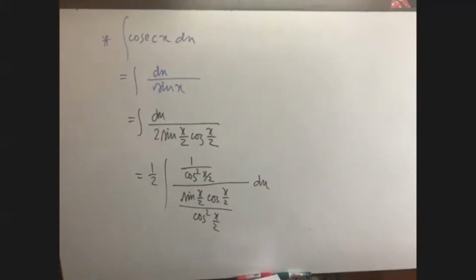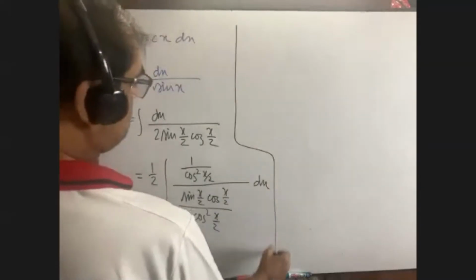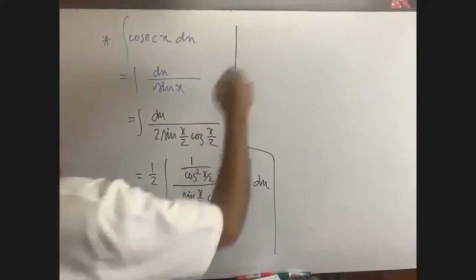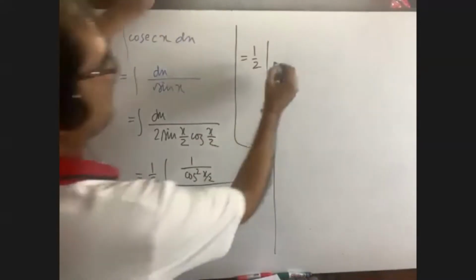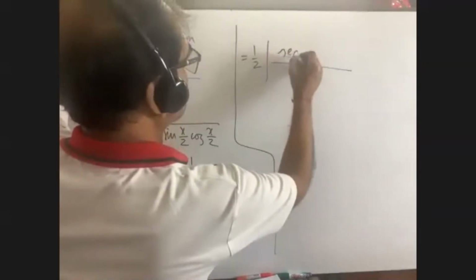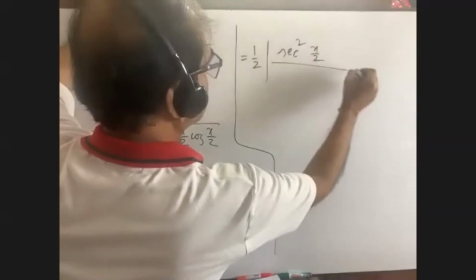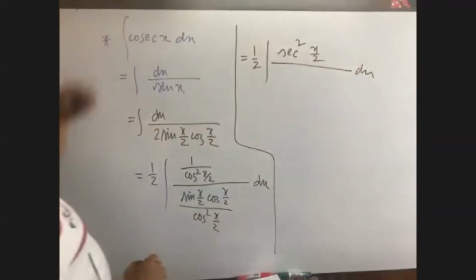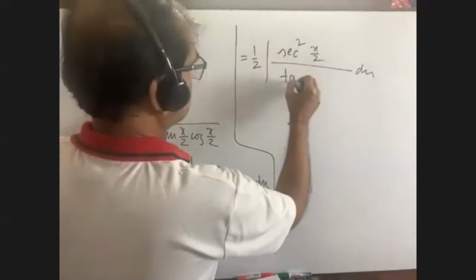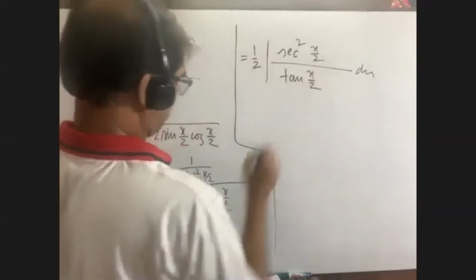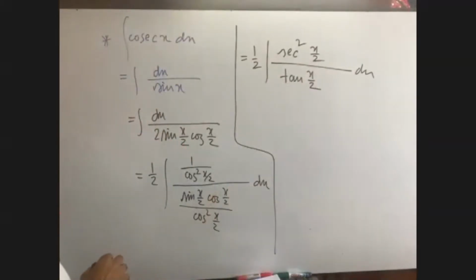I'll let you know why and how we have divided. You see, it is half. The numerator is sec square x by 2, and the denominator is sine by cos, which is tan x by 2, right? And this will be omitted. Have you got me?